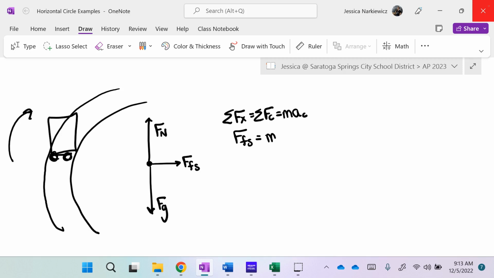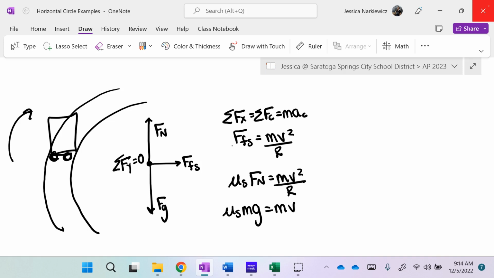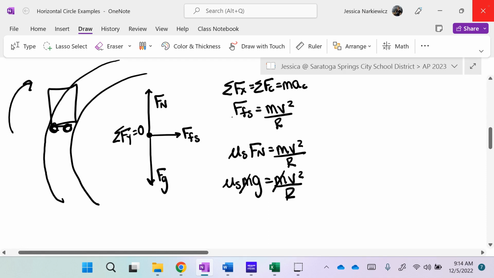So my static friction force is equal to mv squared over r. And a common question is going to be, what is the maximum speed we can take to go around the circle? So static friction, remember, is coefficient times the normal force. And the normal force, looking at my free body diagram and keeping in mind that my net force is 0 in the y direction, normal force has to equal Fg. So I can plug in mg, mv squared over r. My mass cancels.